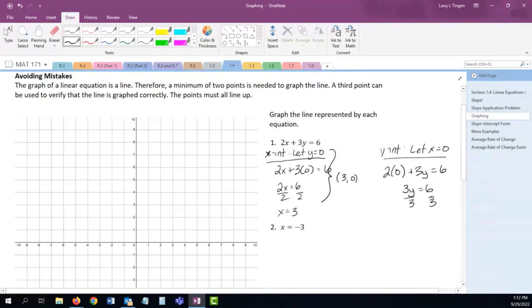2 times 0 is 0. 0 plus 3y is 3y. 3y is equal to 6. Divide both sides by 3. y is 2. From all this work, I've been given the point (0, 2). Can everybody follow along with that? How I got (3, 0) and (0, 2) based on the equation, based on that problem, number 1. Everybody okay with that?